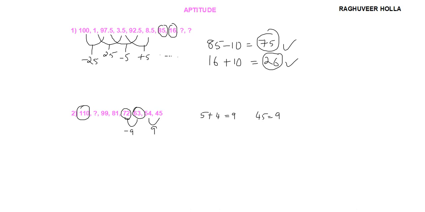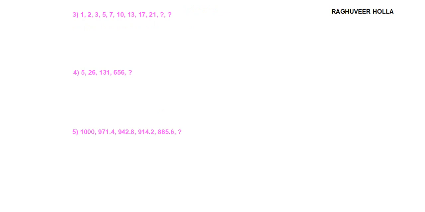Now the missing number should be, adding to this number, 1 plus 1, which is 2. So I have to deduct from this 110 minus 2. So this is 108. So this is the required sequence. So let us move on to the next problem here.